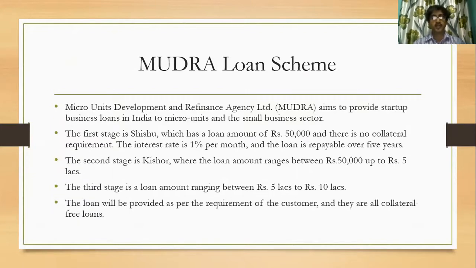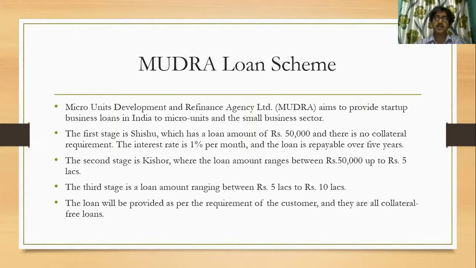First of all, the Mudra Loan Scheme. Mudra is basically an abbreviation. It's Microunits Development and Refinance Agency Limited. It aims to provide the startup business loans in India, as we have already discussed. Now, there are different slabs for Mudra loans. The first one is known as Shishu, where the loan amount will be given to an entrepreneur up to 50,000, and obviously there will be no collateral requirements. The entrepreneur need not put any collateral mortgaged to this particular institution.